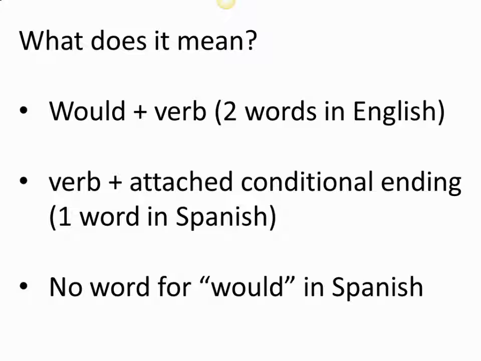What does the conditional tense mean? In English, we use the word would plus another verb to indicate this particular tense. We would study. They would go. I would eat. We would like. So it's a two-word phrase in English. In Spanish, it's just a one-word phrase. There is no separate word for would. Instead, the ending itself, when attached to the verb, indicates the meaning of would in the Spanish language. This is similar to the future tense, the only other one we've learned that uses just one word, where in English we have two to indicate this.